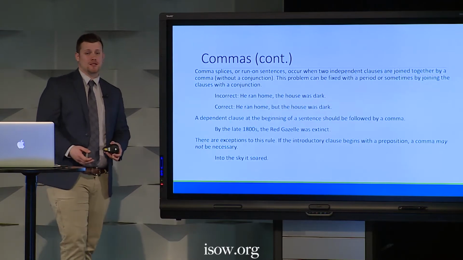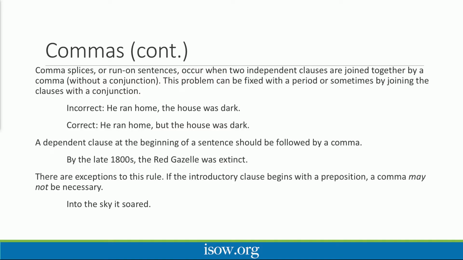Comma splices are also called run-on sentences, and these occur when 2 or more independent clauses are joined together by a comma, but without a conjunction. So this problem can be fixed really easily. It can be made into 2 sentences with a period, or sometimes you can join the clauses with a conjunction.